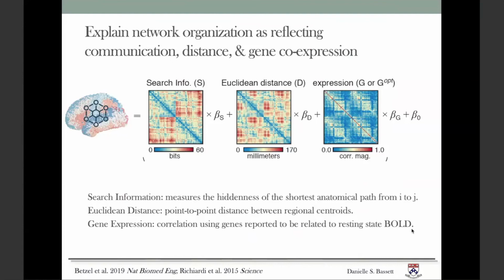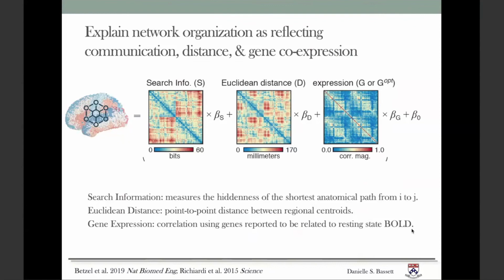I'm just going to explain to you what each of these pieces is, but what you can basically see from this architecture is that this is a linear combination. So each of these matrices is multiplied by a beta weight. So this is going to be the beta for communication, this is going to be the beta for distance, here's the beta for expression, and then we'll have a constant term at the end. And in asking whether this can be predicted, we're basically tuning these beta values and asking, is there a set of beta values which, when multiplied by these 3 matrices, gives us the functional connectivity of the electrocorticography data.